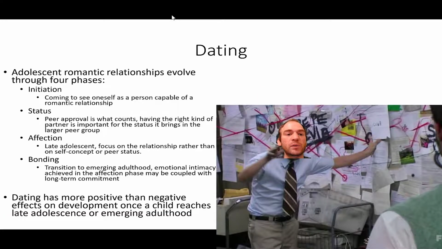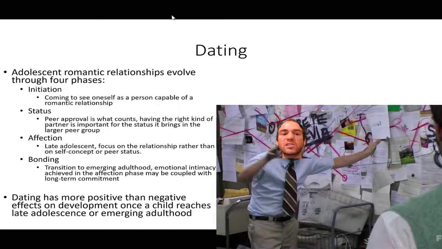Adolescent romantic relationships evolve through 4 proposed phases. The first, initiation: coming to see oneself as a person capable of a romantic relationship. Status: peer approval is what counts. Having the right kind of partner is important for the status it brings in the larger peer group.